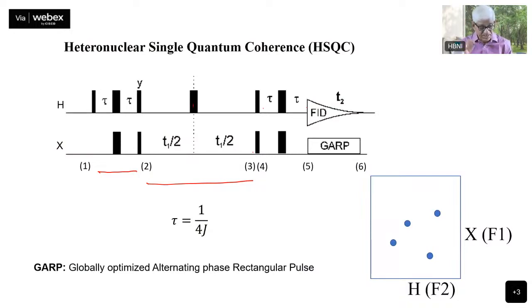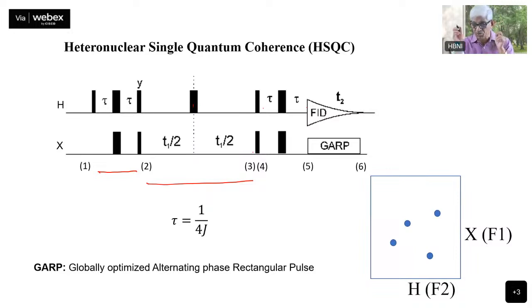Now GARP stands for Globally Optimized Alternating Phase Rectangular Pulse. This is a complex pulse sequence in itself, which has several pulses, a large number of pulses with varying amplitudes and phases. We will not go into those details here. This is a module which is available. You can go into the spectrometer, simply say GARP, and GARP will come. There is also MLEV-17, there is GARP, and there are also some other pulse sequences of that type.